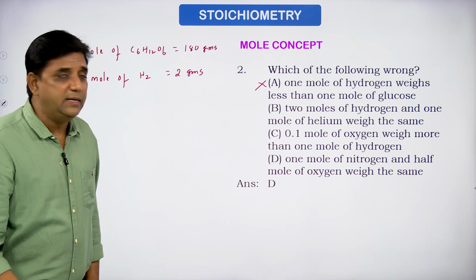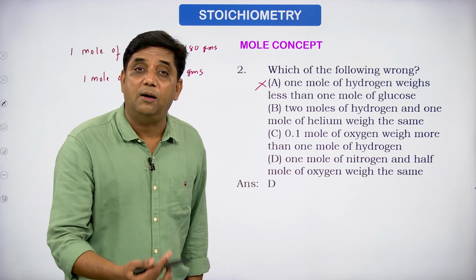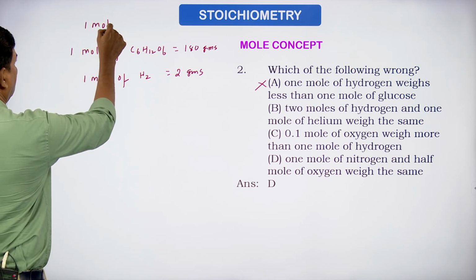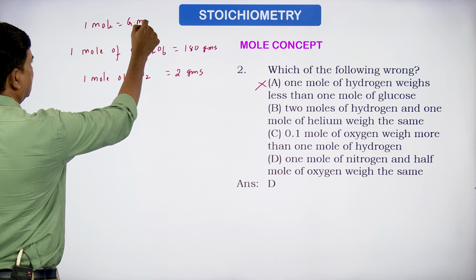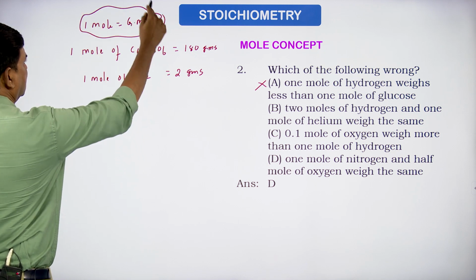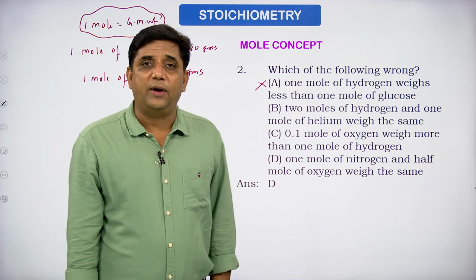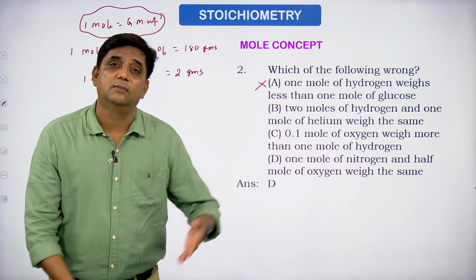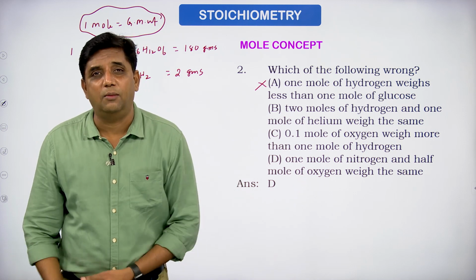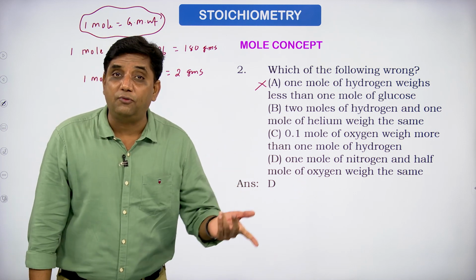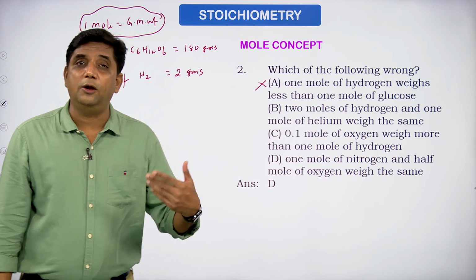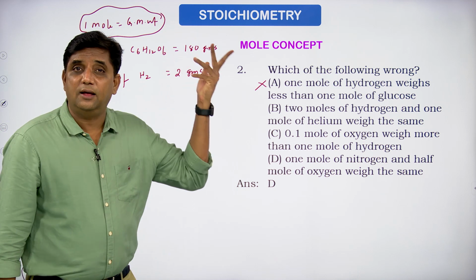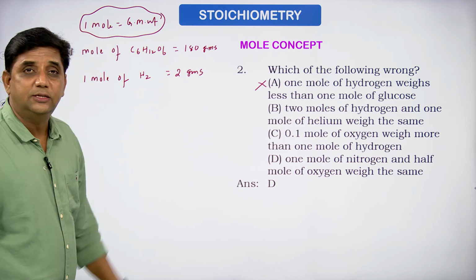1 mole is equal to gram molecular weight, as we have already seen. So 1 mole of hydrogen is equal to its gram molecular weight, which is 2 grams. 1 mole of glucose is its gram molecular weight, which is 180 grams. So 2 grams is less than 180 grams. Therefore option A is a correct statement, not the wrong one.